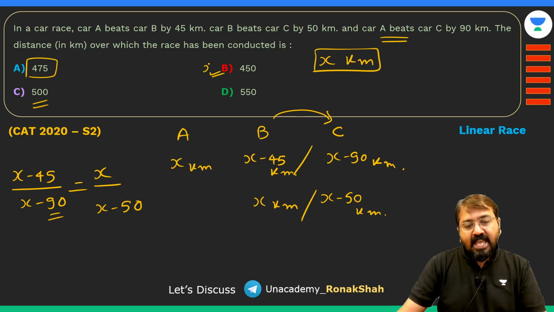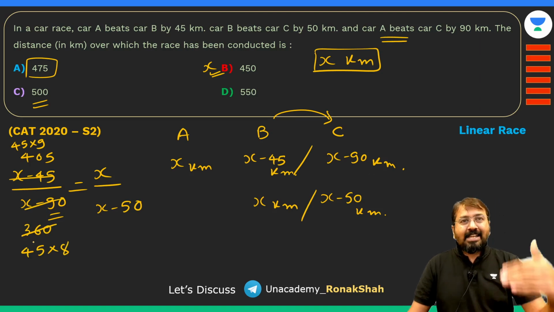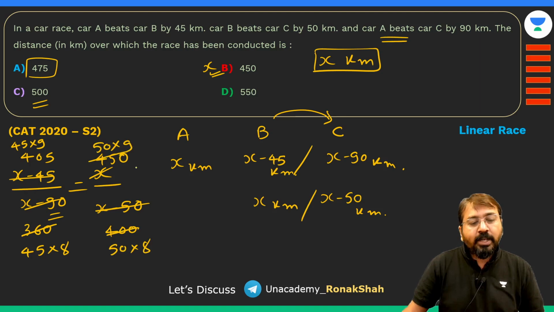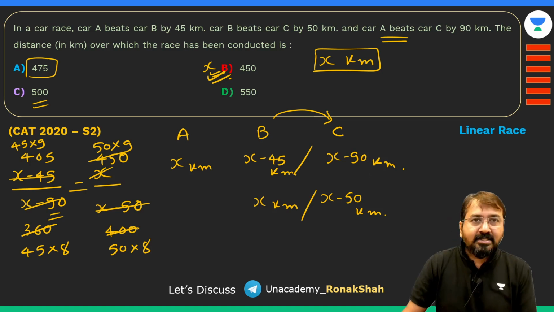So if we take x as 450, then 450 minus 45 will be 405, which is nothing but 45 into 9. Similarly, 450 minus 90 is 360. So 360 is nothing but 45 into 8. So we got the left hand side as 9/8. Similarly, on the right hand side, if I put 450 over here, and if I take this 450 minus 50, it is 400. So can I say once again, this is 50 into 9 and this is 50 into 8. So this is how you can quickly verify that this satisfies the given condition. So yes, the answer has to be option B.